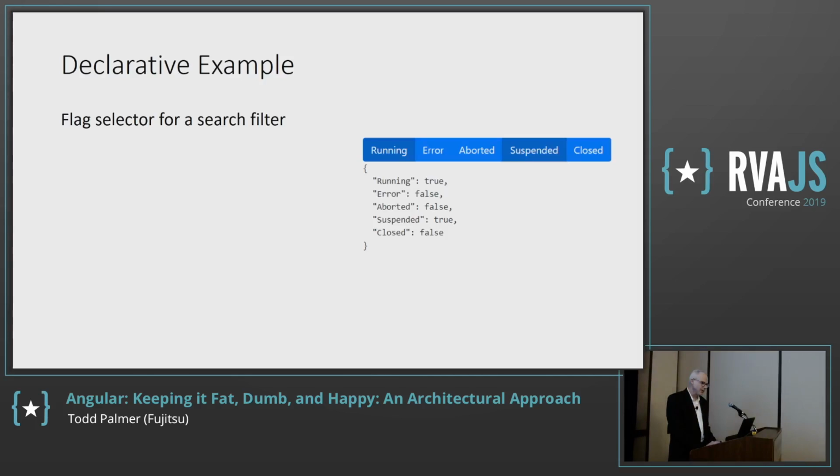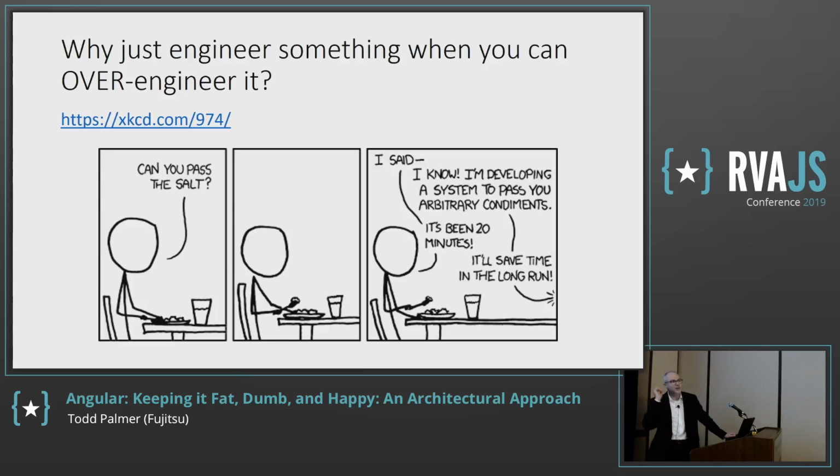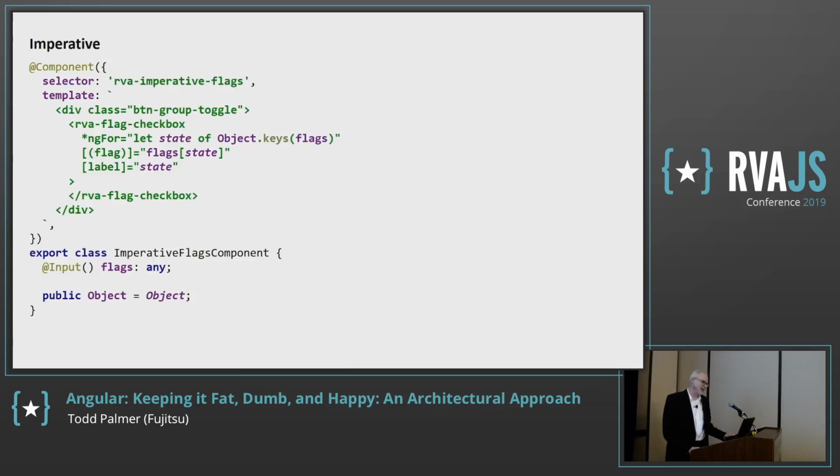Now, of course, I could have just put 5 buttons on there and attached a Boolean to each, but as I always say, why just engineer something when you can over-engineer it, right? So this is the classic XKCD skit with the cartoon where he says, pass the salt, and he makes the arbitrary condiment dispenser, right? And of course, we know it's all going to save time in the long run, right? So that's what I did.